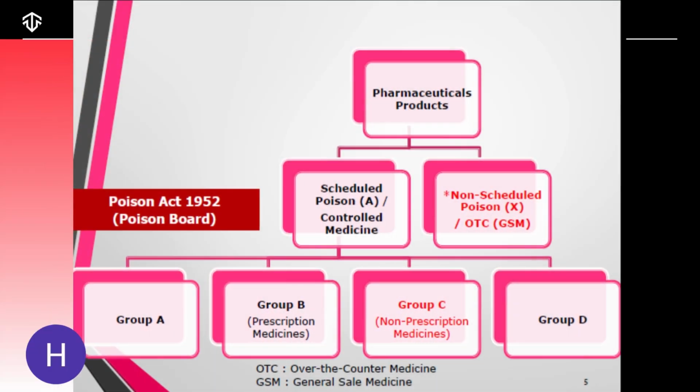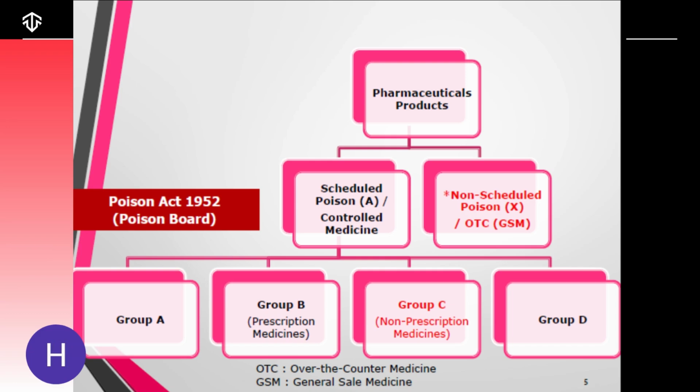In this figure, the pharmaceutical products can be categorized into scheduled poison A or controlled medication and non-scheduled poison X, OTC or GCM. Scheduled poison A or controlled medication can be defined as pharmaceutical products which contain scheduled poison as listed in the first schedule under the Poison Act 1952. For example, biologicals, new drugs, scheduled poison generics such as antibiotics, antihypertensives, and antidiabetics.